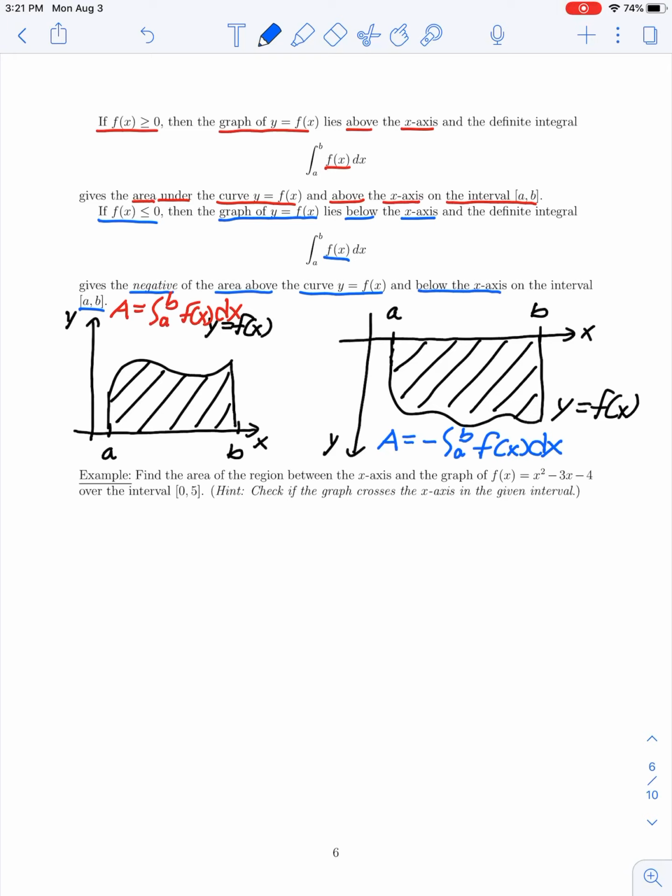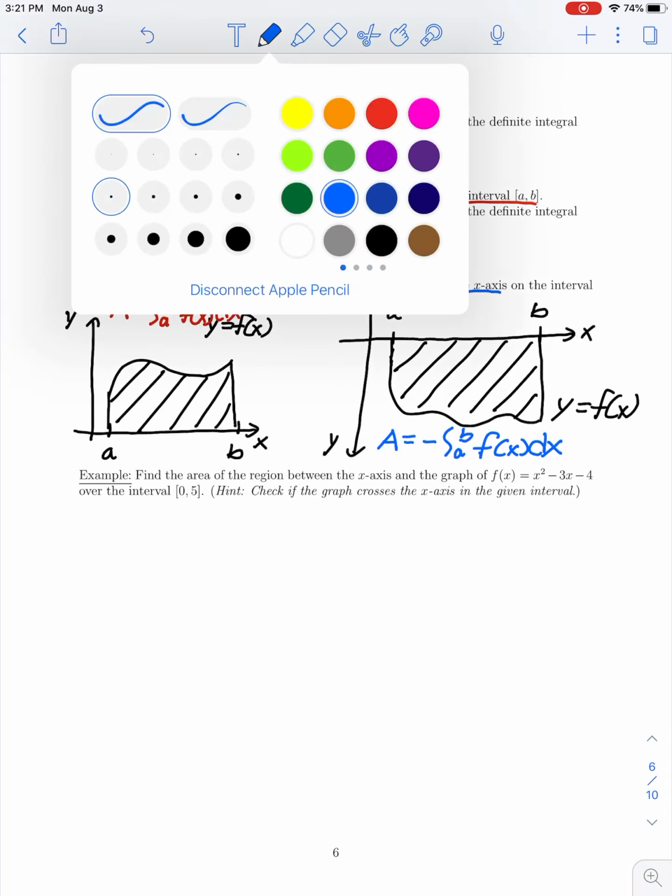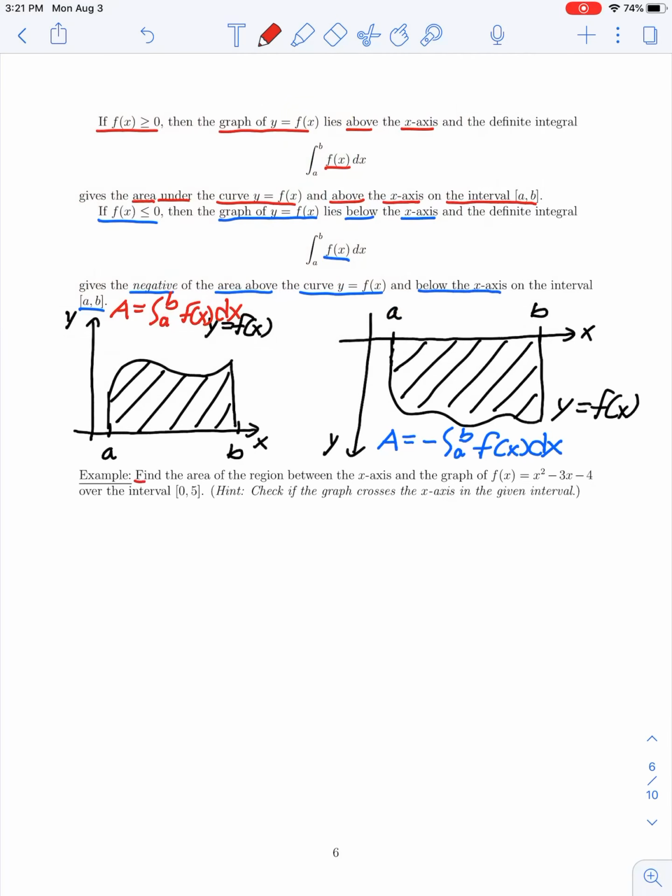So let's use this fact to find the area of some region, maybe bounded by a curve and the x-axis, where parts of our curve lie above the x-axis and parts lie below. So in our next example, we are asked to find the area of the region that lies between the x-axis and the graph of this quadratic function, which we know is a parabola opening upward here, over the interval from 0 to 5.